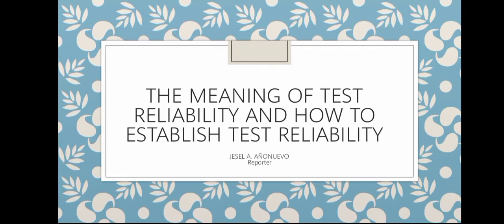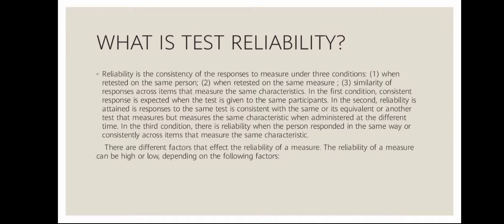So today my report is about the meaning of test reliability and how to establish test reliability. So what is test reliability? Reliability is the consistency of the responses to a measure under three conditions. First condition, when retested on the same person. Second, when retested on the same measure. Third, similarity of responses across items that measure the same characteristics.